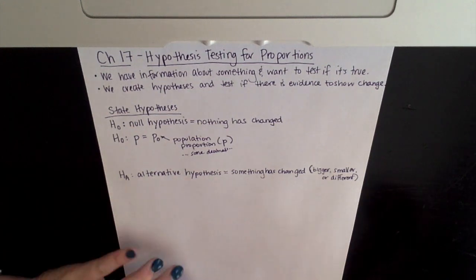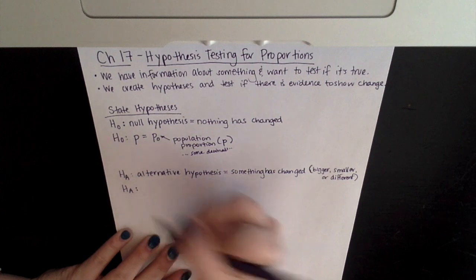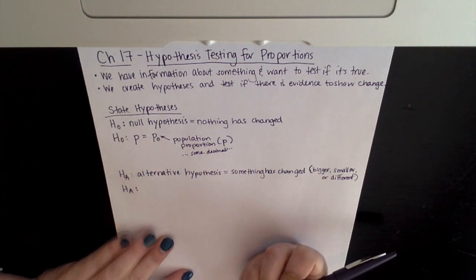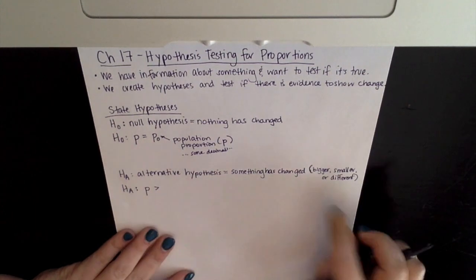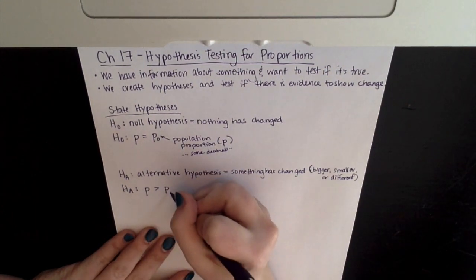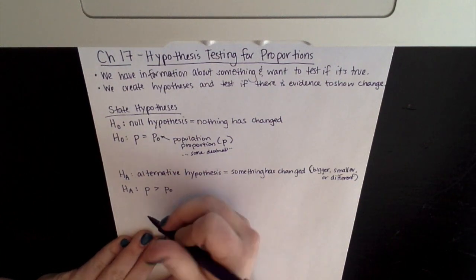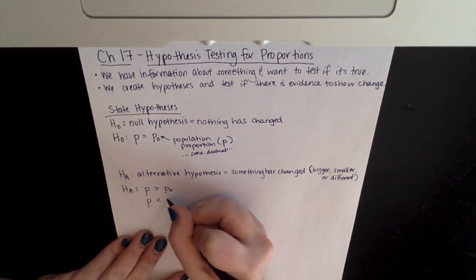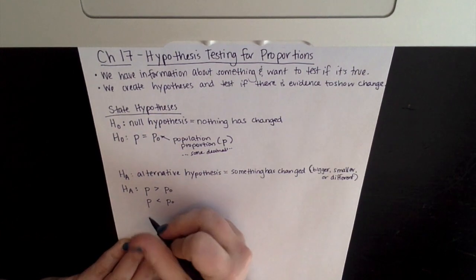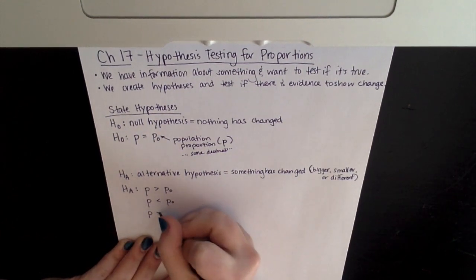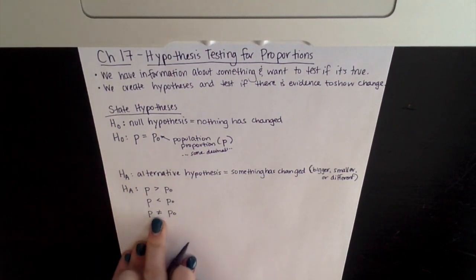The way that we note this, using the same notation as above, is the alternative hypothesis, and we have three options. We have P is greater than the population proportion. We could write that P is less than, so it got smaller than the population proportion. Or if we're not sure, we can test that P is just not equal to the population proportion.